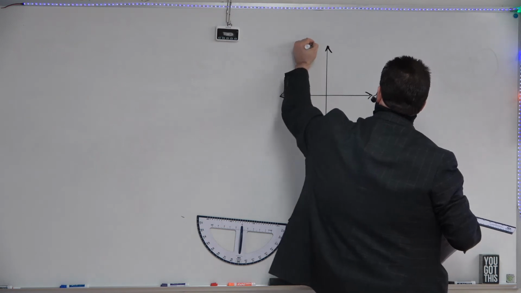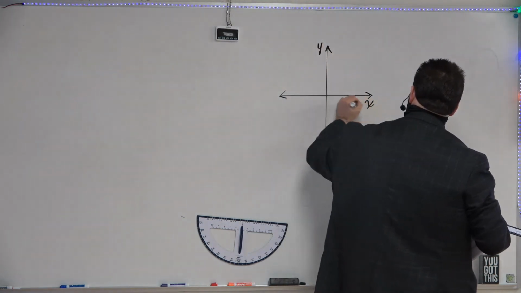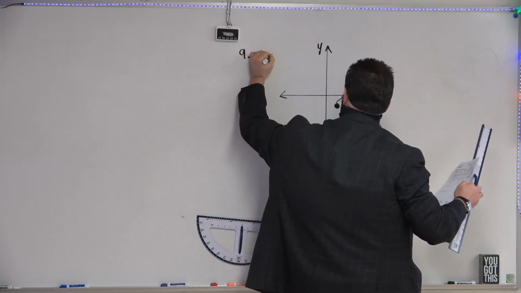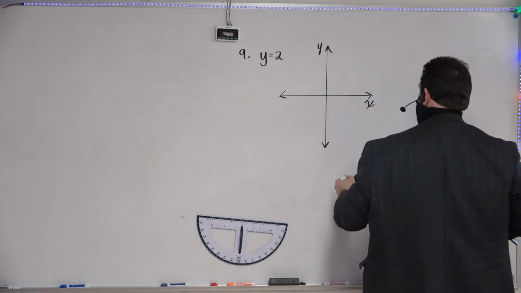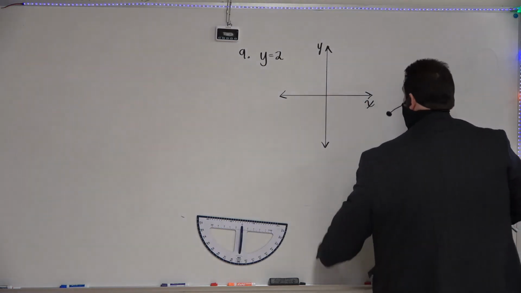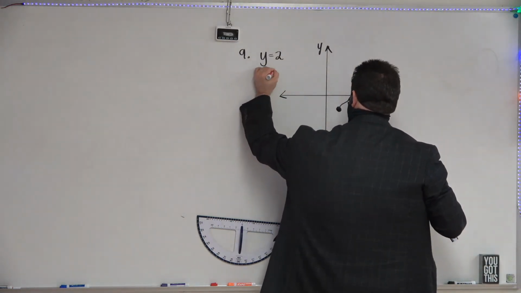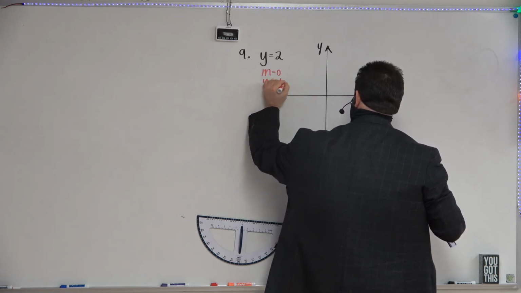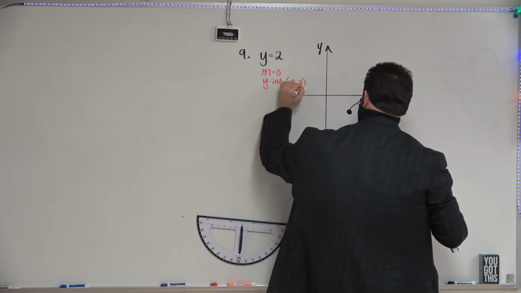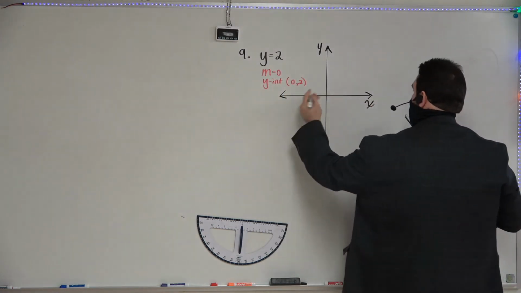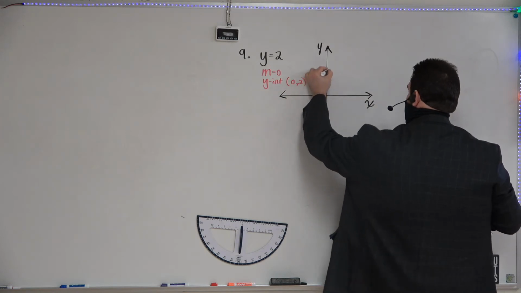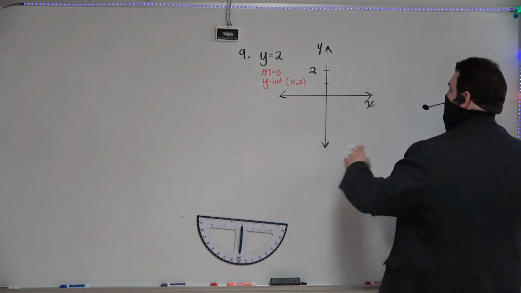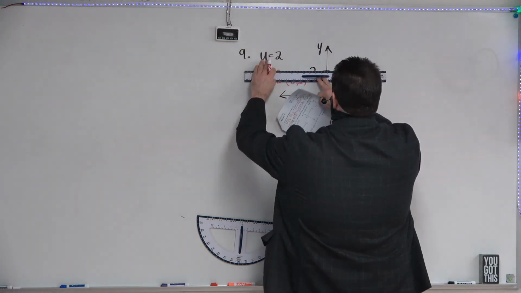Okay, so this is number 9. There's no work to do. You're just given y equals 2. Okay? So the key thing to remember is that the slope is 0 and that the y-int is going to be at 0, 2. So let's just say, for example, that this is our graph. Here is 2. And so we're going to have a perfectly horizontal line.